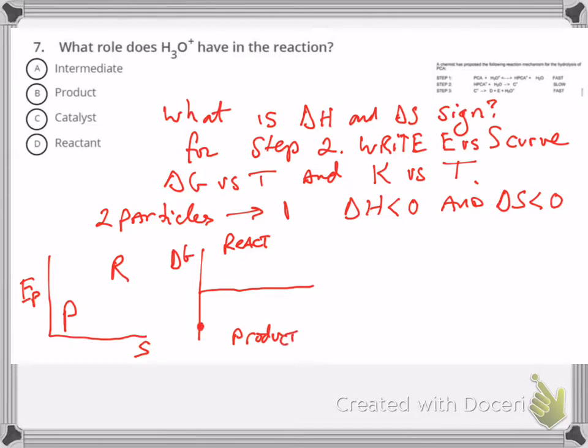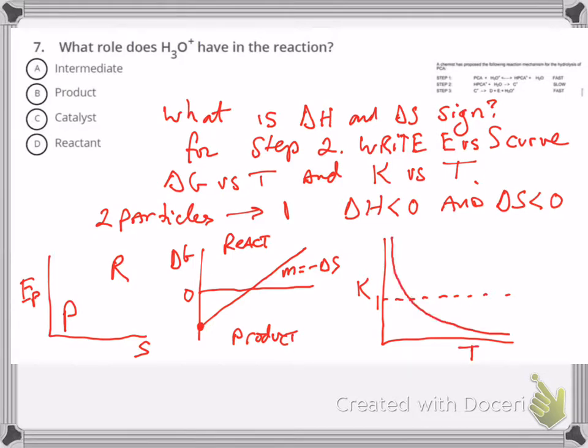We start off with the sign of delta H when temperature equals 0. It's down there at product favored. The slope of the line is minus delta S. Delta S is negative, so the slope has to be positive. We see it crossing the axis at delta G equals 0. For the K versus T curve, we draw our critical value of 1. We should see also a critical change in the equilibrium. We see that reactant is favored when K is less than 1, product favored when K is greater than 1.